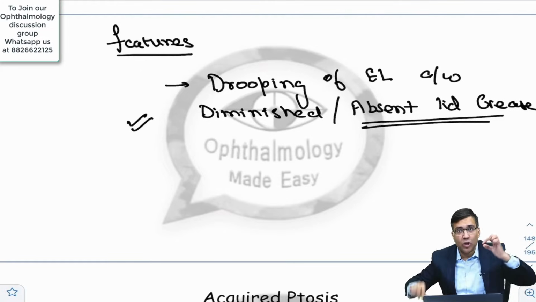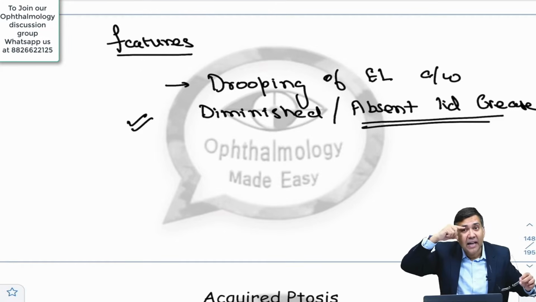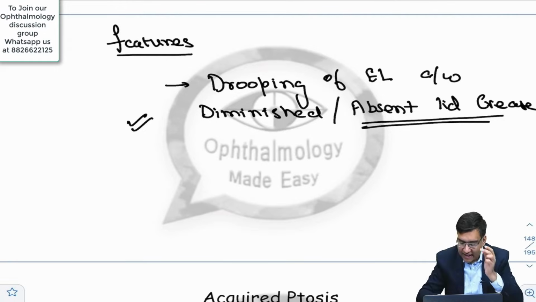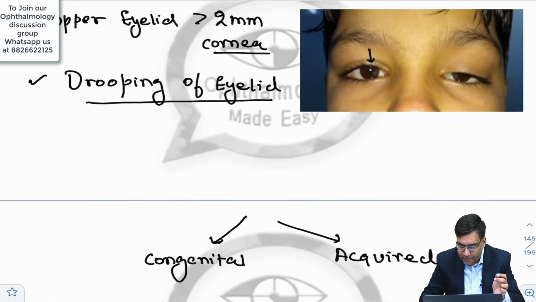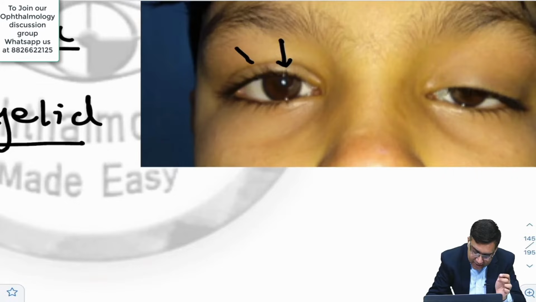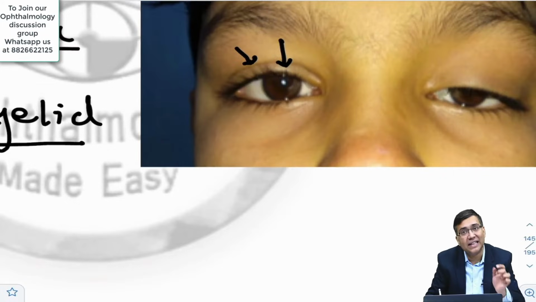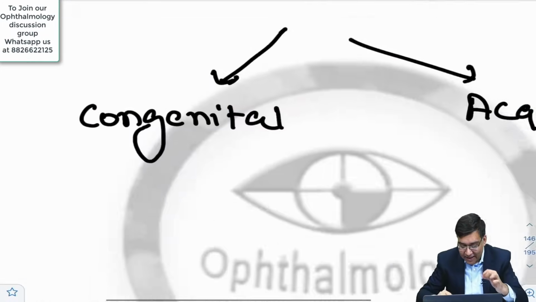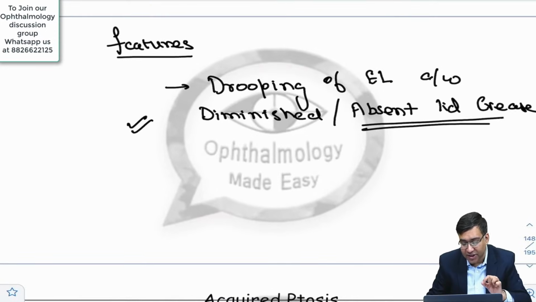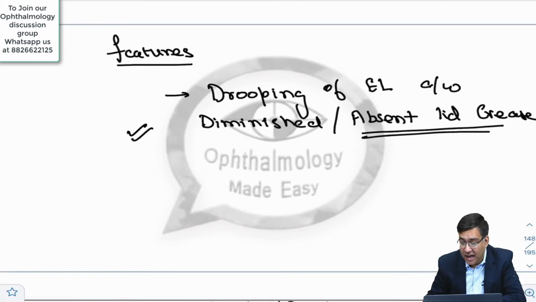Now what this actually means is when you look at the eye and observe it, there is a lid crease here. In the patients who are having a congenital ptosis, let's see, you can see this patient. Here you have a lid crease, but in this eye you cannot see the lid crease. So the lid crease has not basically developed. So that is a very important point in a patient of a congenital ptosis.